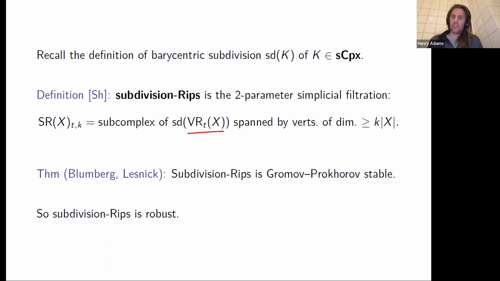Is that correct? I think in order to make it work, because of this normalization, you cannot strictly take subdivision Rips of an infinite set. But just get rid of the normalization, and the other parameter is just that k.